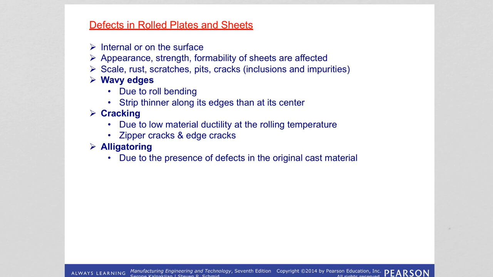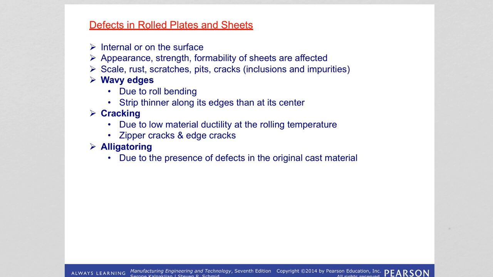So surface defects can be scale, rust, scratches, pits, cracks. Usually they are caused by inclusions and impurities that were originally in the cast material. And they can also be introduced during the preparation of the materials and during the rolling operation itself. So let's see what type of defects we have.